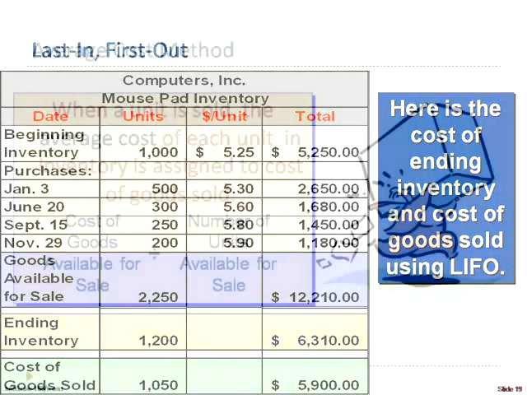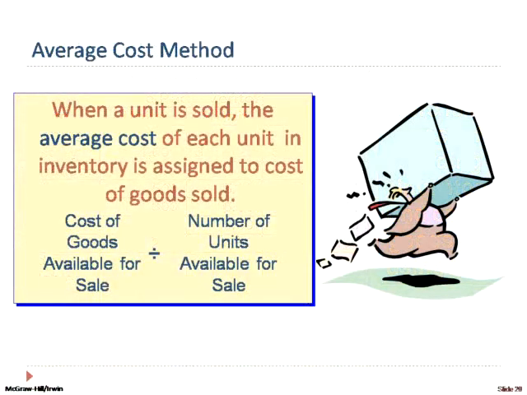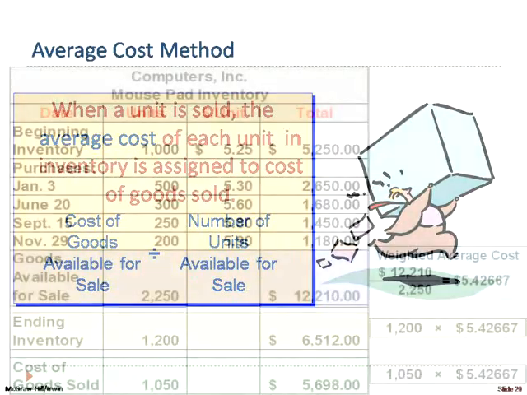When using weighted average, also known as the average cost method, we assign the average cost of the goods available for sale to cost of goods sold. The average cost is determined by dividing the cost of goods available for sale by the units on hand. The average cost method uses the weighted average unit cost of the goods available for sale for both cost of goods sold and ending inventory.